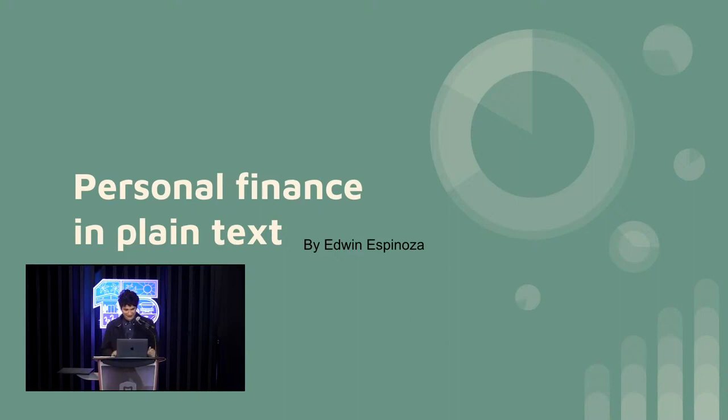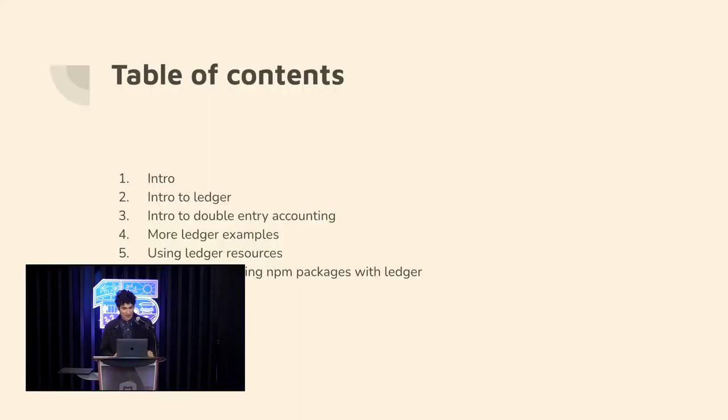Okay, so let's start off because I think we have a lot to get through. So personal finance in plain text. I will be doing a small introduction, which I kind of just did, and then an introduction to a CLI program named Ledger that is a double entry accounting software in the command line. Then we'll go through some more examples and then resources using Ledger and then some JavaScript tools to make fancy pie graphs and things. Because it is a command line, but you know, we want to make sense of our finances sometimes.